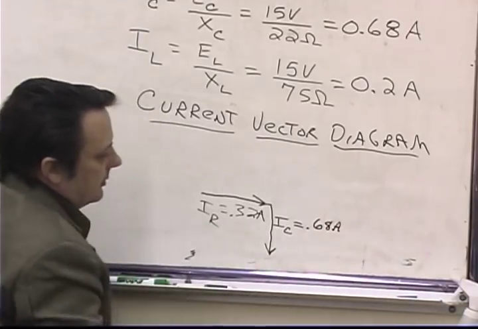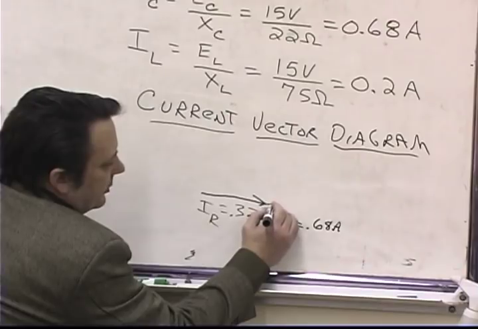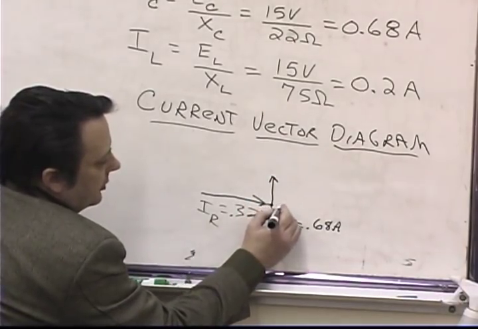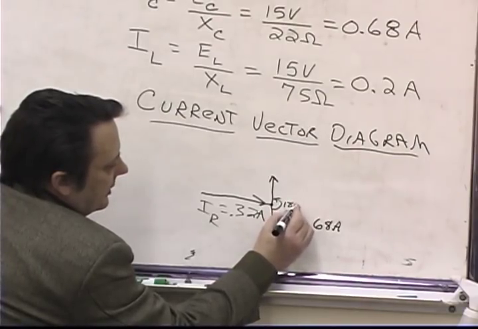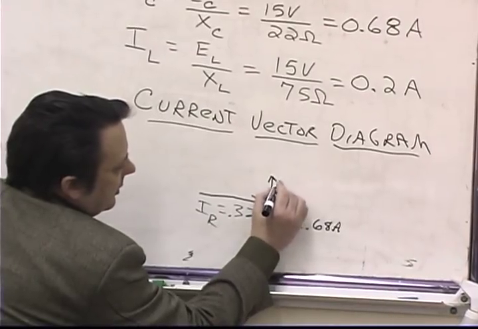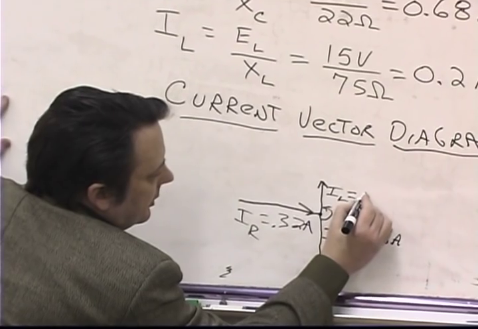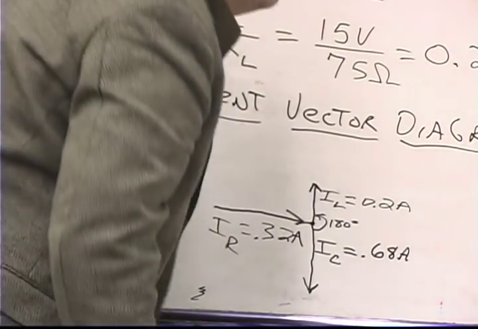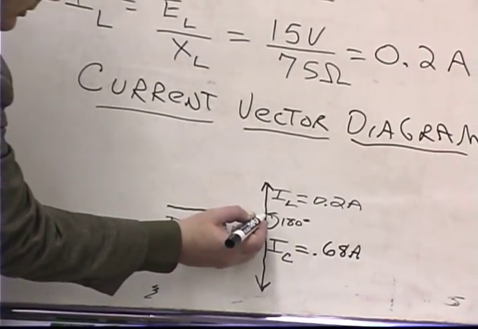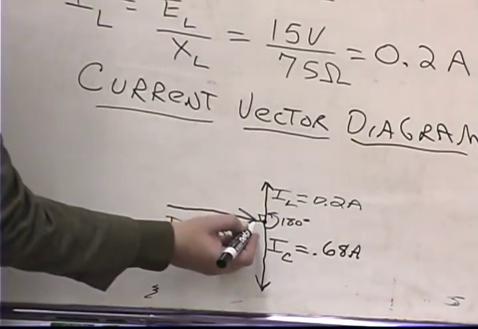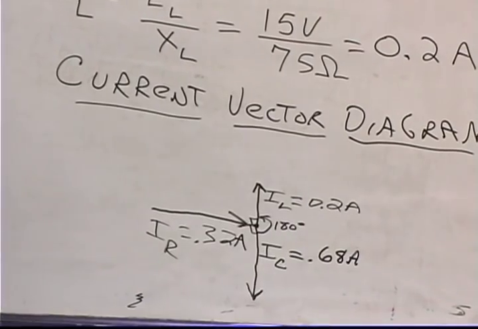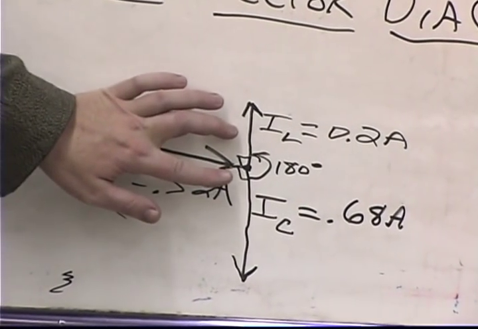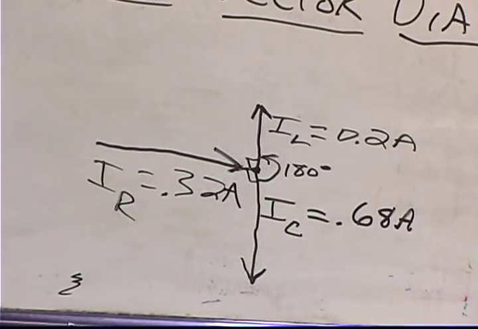0.68 amps. And then if we draw a vector that represents the current flowing to the inductor, that's going to be an arrow pointing straight up. So there's 180 electrical degrees between these two vectors. But the current flowing to the inductor is equal to 0.2 amps. When you look at that vector diagram, it's clear that there's a 90-degree angle between the resistance and the inductance, a 90-degree angle between the resistance and the capacitance, and then of course 180 degrees between the inductance and the capacitance. But because these two are at 180 degrees, we can simplify them by subtracting them out.